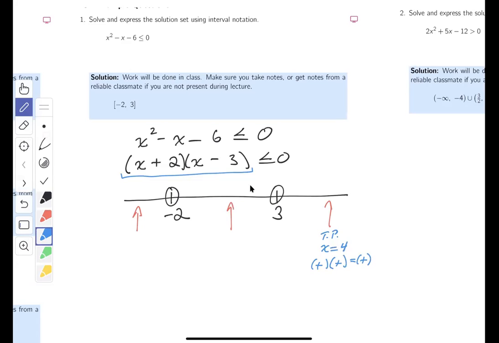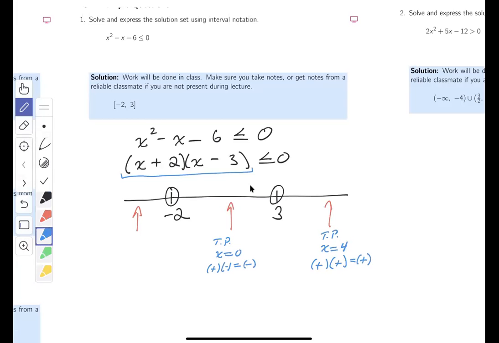Let me take a number between minus 2 and 3, and I would say a good test point here would be x equals 0. You're going to plug it in to the factors, and what do you get? 0 plus 2 is positive, and 0 minus 3 is negative. Now, a positive times a negative is a negative value.